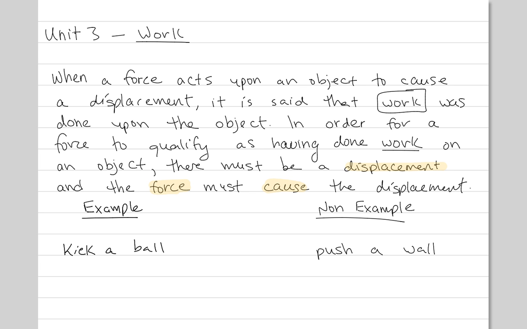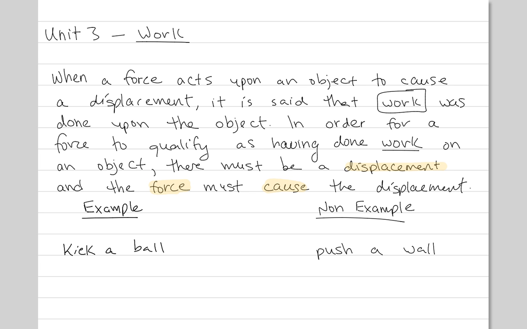Okay, good. What about a book falling off a table? What about this meter stick falling off the table? Was work done? Which force caused the displacement? Well, me just dropping it. What force causes the displacement? Gravity. Okay, good.